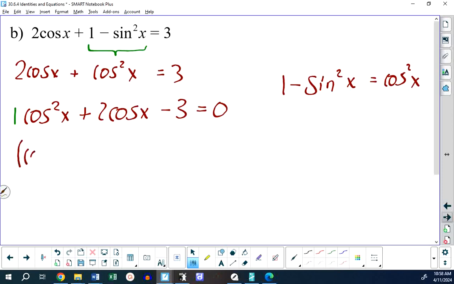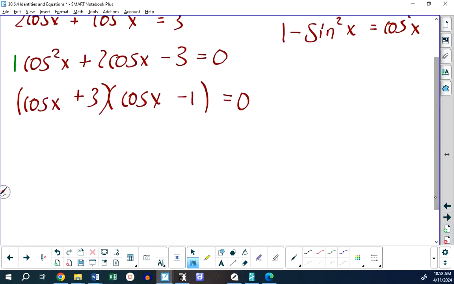So we can factor this into cos of x plus 3 times cos of x minus 1. Don't forget to write equals 0. And just verify this. I'm asking you personally to verify this on your own. If you FOIL this out, if you multiply those two binomials together, do you get the cos squared x plus 2 cos x minus 3? And the answer is yes, you do. So that means that we have cos of x plus 3 equals 0, and we have cos of x minus 1 equals 0.